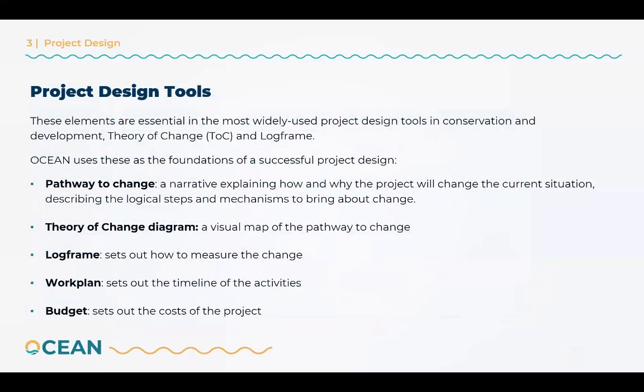The project design tools that we use, I mentioned before, we've got the pathway to change. So that's that narrative explaining how and why the project will change the current situation and describe the logical steps and mechanisms to bring about change. So think about those elements when you're writing it. The theory of change diagram, that's that visual map, also using the elements. And then the log frame that takes those elements and then sets out how to measure the change.